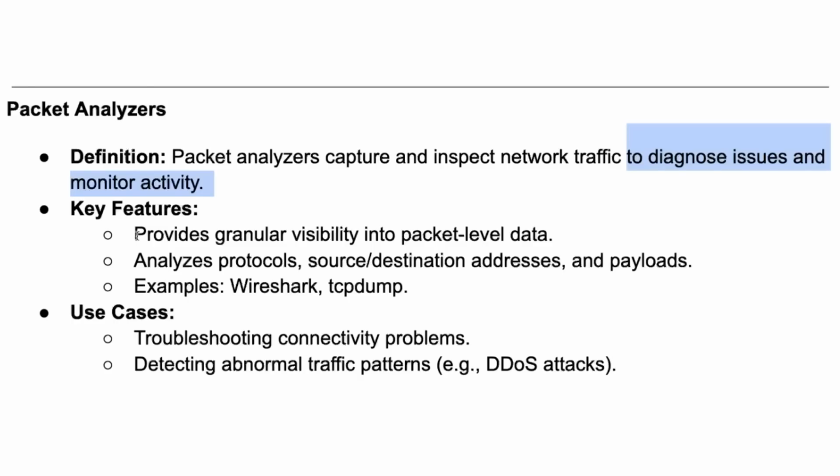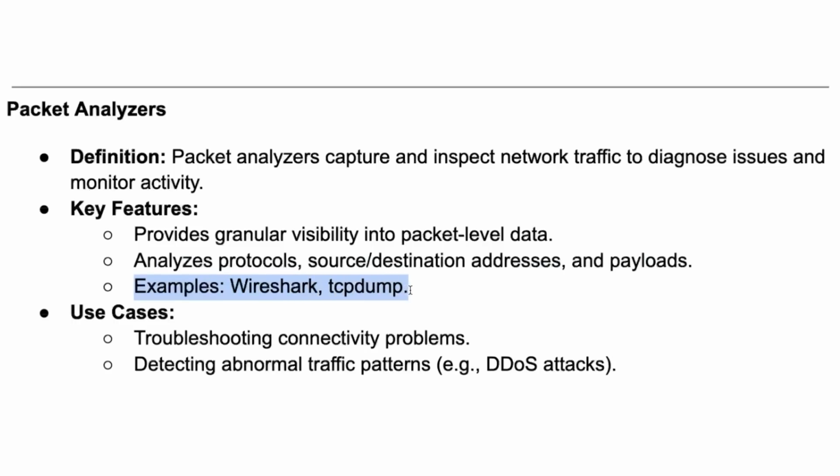So key features of a packet analyzer would be that it provides granular visibility to packet level data. That means you get to see all of the details. The granular stuff is the nitty gritty, the details, the hexadecimal code and the ASCII code and all of that stuff. You get to see the very, very fine details of the packet level data. You get to analyze protocols, source destination addresses, and payloads that may be attached to certain transactions.